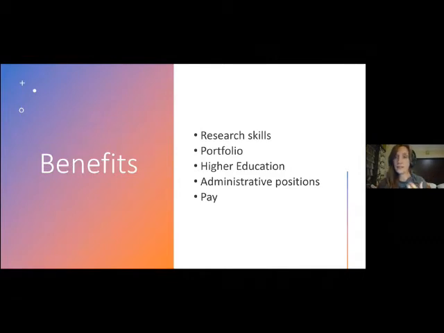Obviously, the EdD looks good in higher education, and I think it opens the door to more administrative positions down the road, and of course, higher pay. So that's sort of why I went that route.